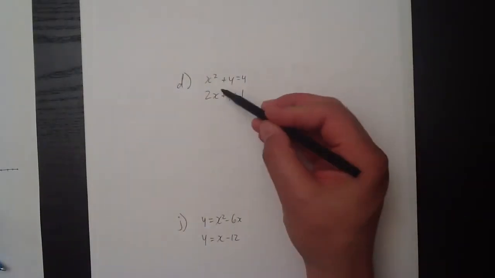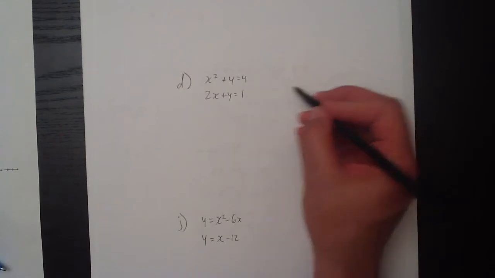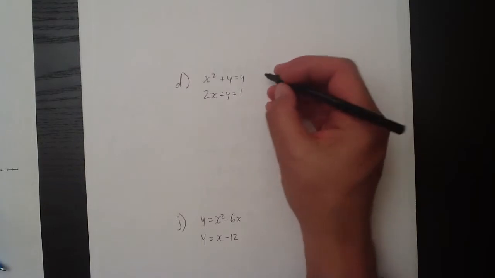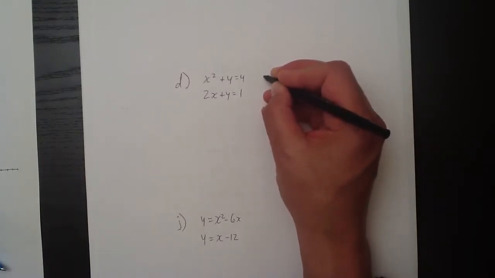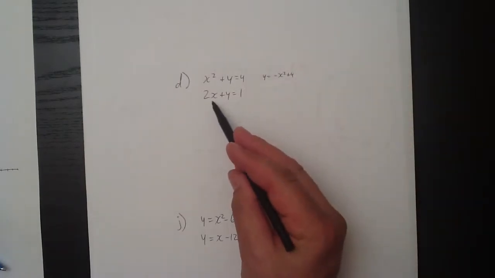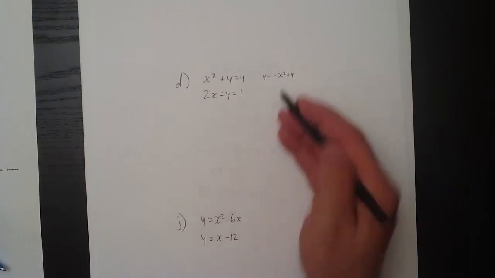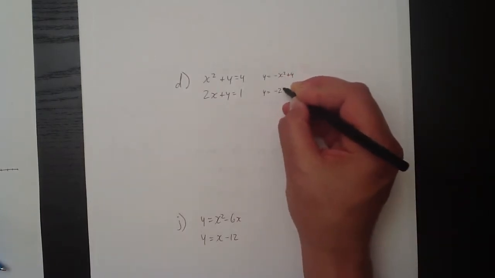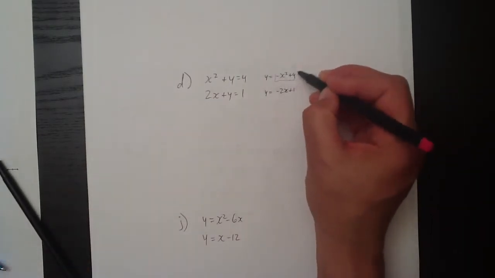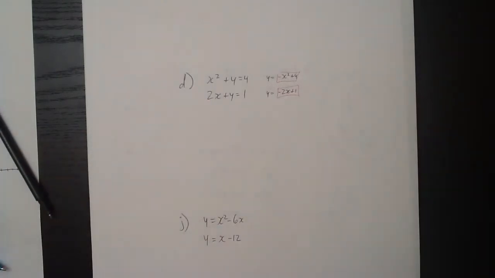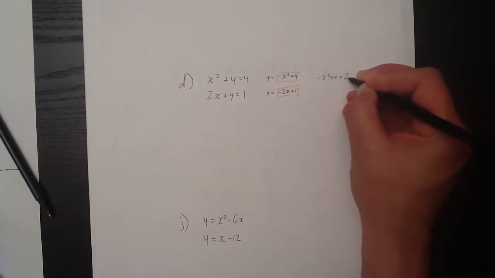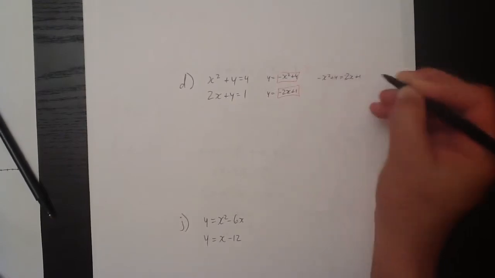So D says x squared plus y equals 4. So let's just rephrase that into a y equals. Well, that's easy. Let's just get the x squared over there to the right. And to do that, we have y equals negative x squared plus 4. And the second one, let's get everything over to the right as well, and we get y equals negative 2x plus 1. And that means, of course, that this is y and this is y, and those must be equal to each other, so I can rewrite that as negative x squared plus 4 equals negative 2x plus 1.